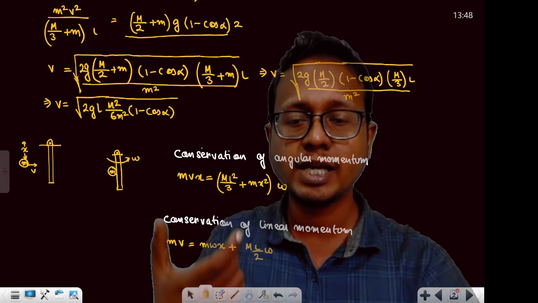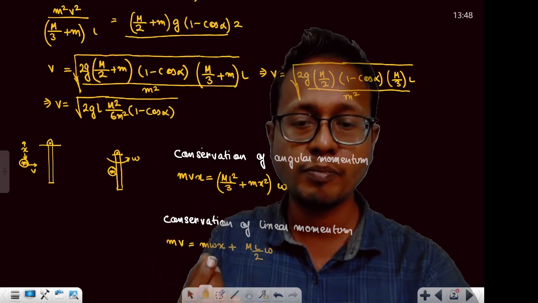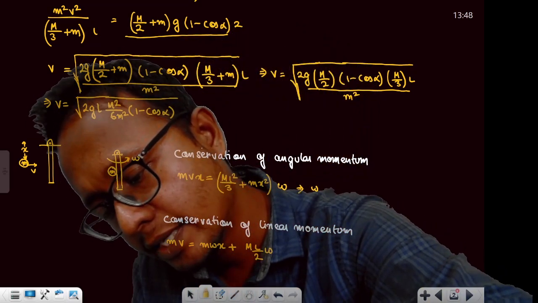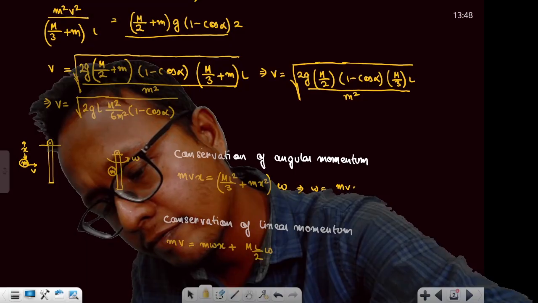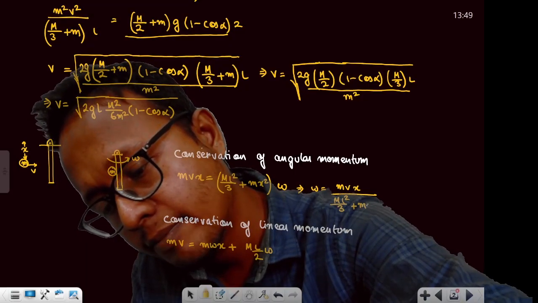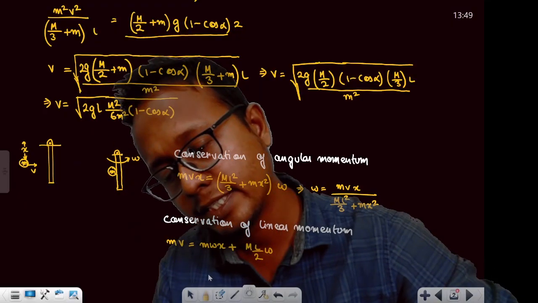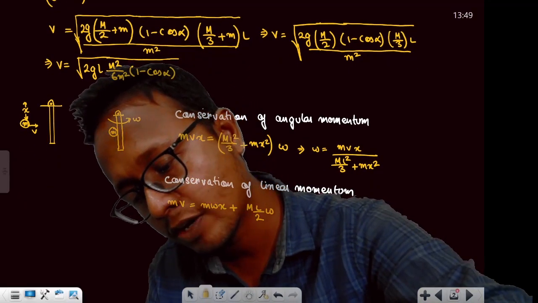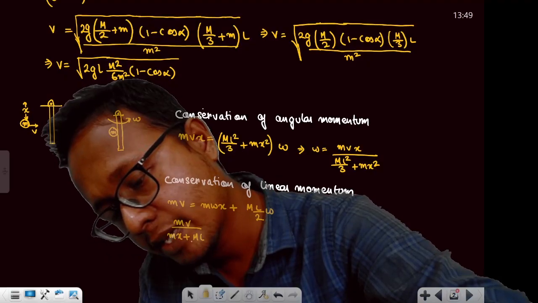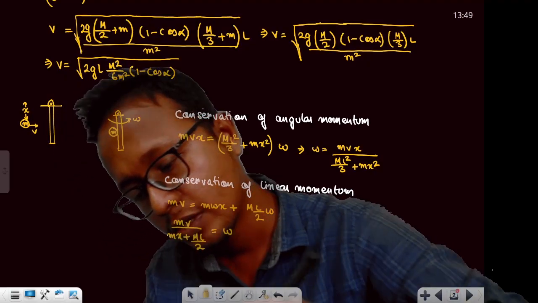Okay, after isolating omega, I'll get a combined equation. In that combined equation, I need to find out the value of x. So simply do it. Omega is equal to mvx divided by (ml² by 3 plus m x²). In this other equation, if I take omega common, mv divided by (mx plus ml by 2) is equal to omega.